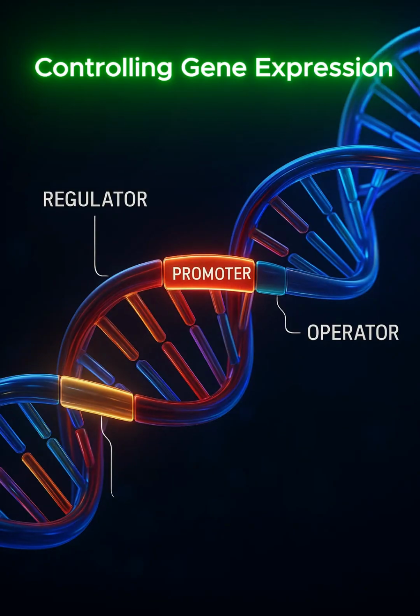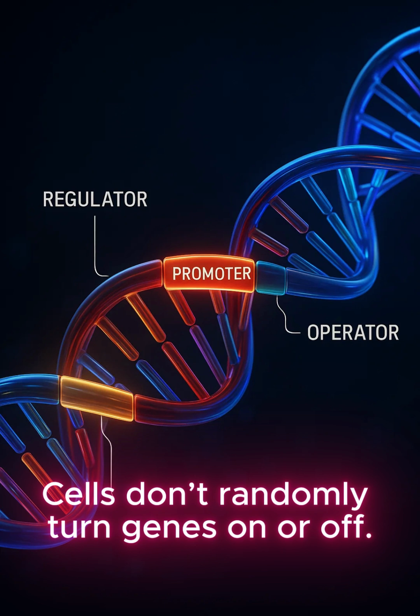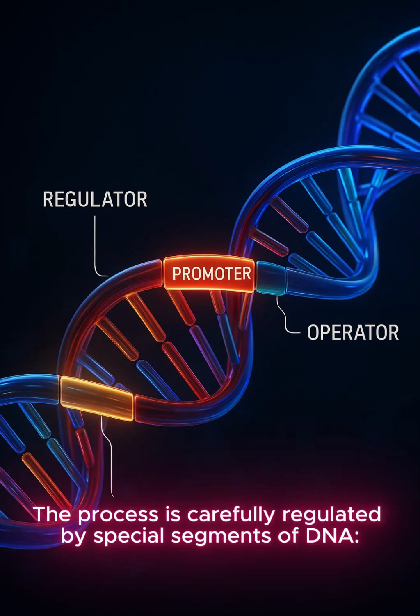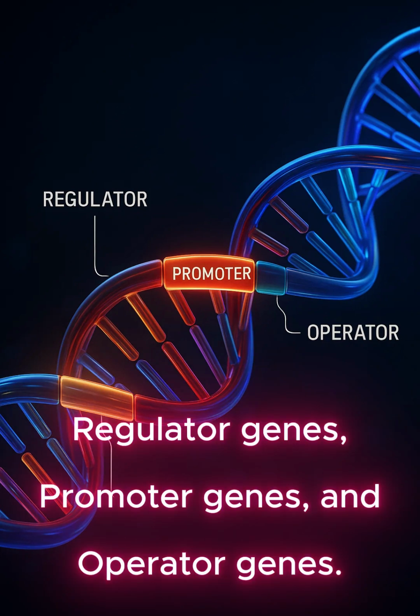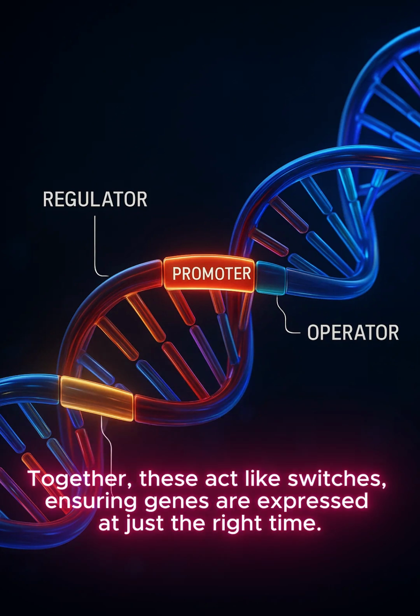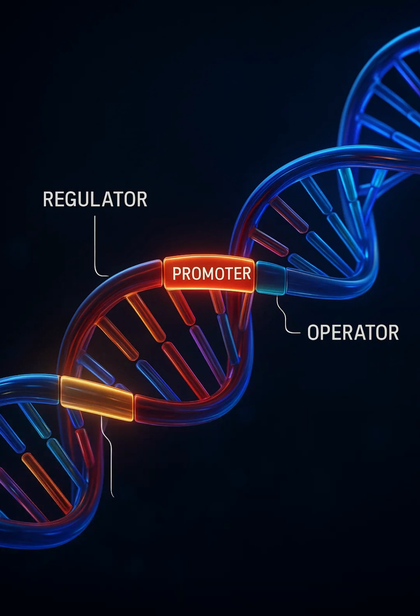Regulation: controlling gene expression. Cells don't randomly turn genes on or off. The process is carefully regulated by special segments of DNA: regulator genes, promoter genes, and operator genes. Together, these act like switches, ensuring genes are expressed at just the right time.